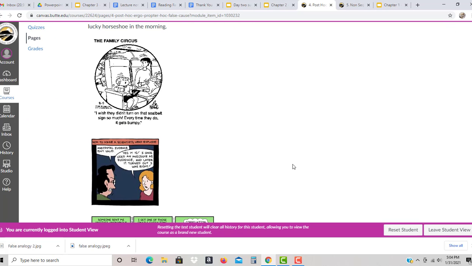We're going to go to some comic strips here. The first one is Family Circus. "I wish they didn't turn on that seatbelt sign so much. Every time they do, it gets bumpy." The assumption is that the seatbelt sign is what causes it to be bumpy.